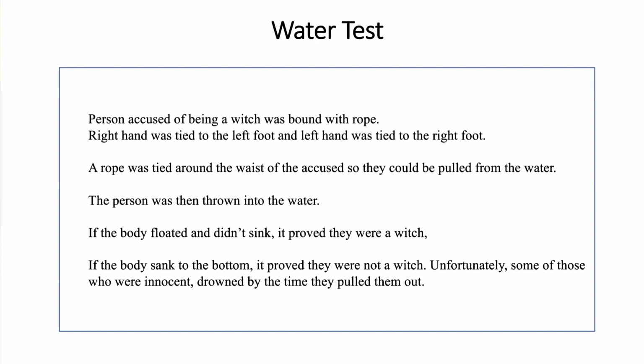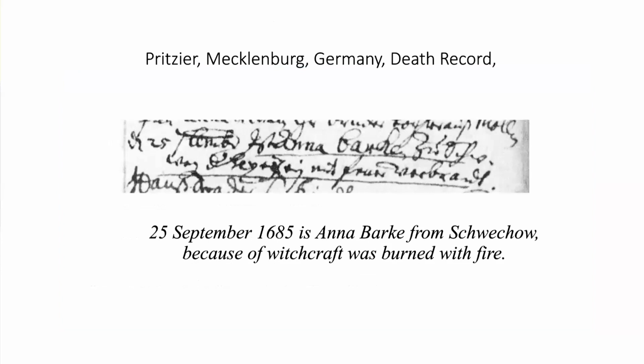Unfortunately, for some of those who were innocent, they drowned by the time they pulled them out. The following was taken from the parish death records in Prussia, Mecklenburg. The entry states that on 25 September 1685, Anna Barca from Schwechow, because of witchcraft, was burned with fire.